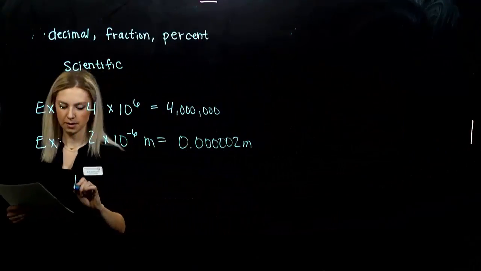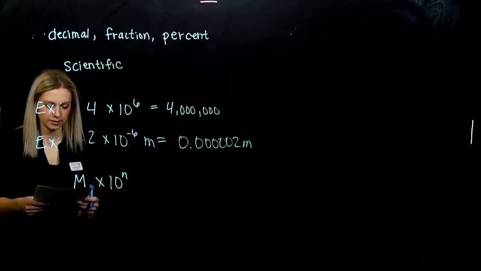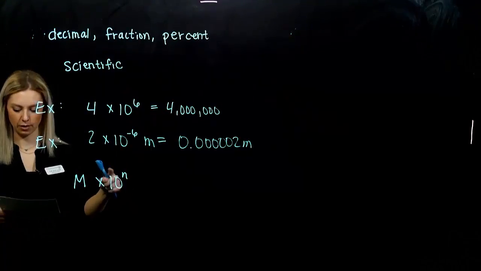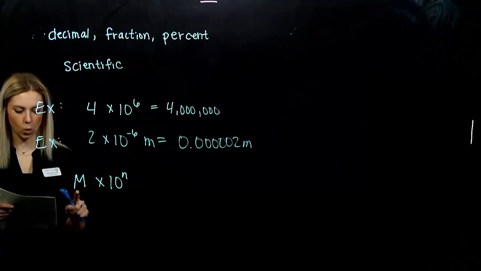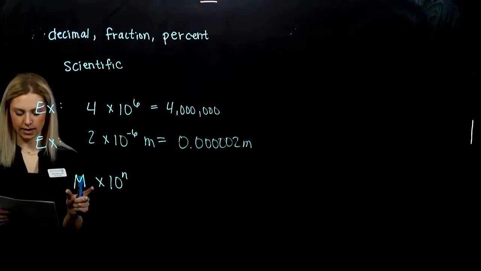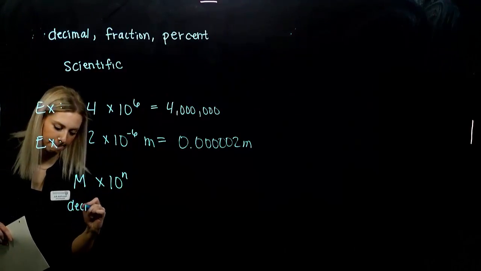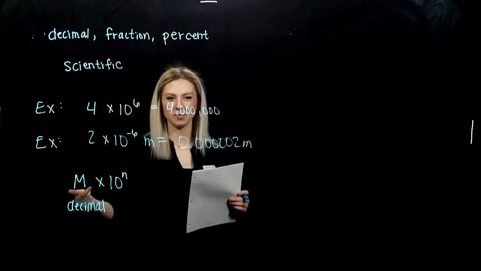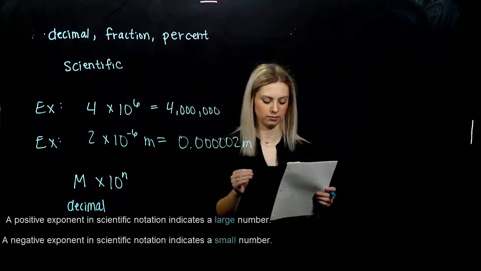So, scientific notation for a number is an expression of that type: m, some number, times 10 to the nth. So n is an integer, whole number, positive, negative, or zero. And m has to be between 1 and 10. And m is in decimal notation. It has to be between 1 and 10.